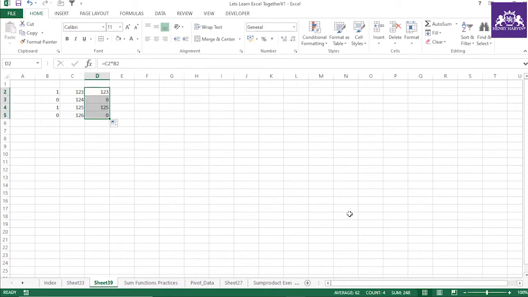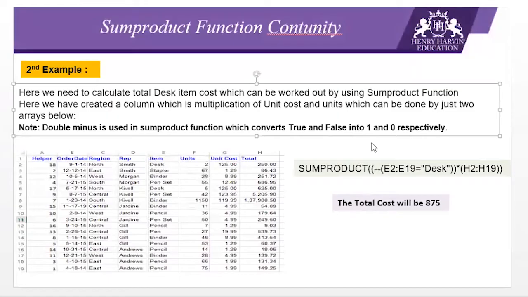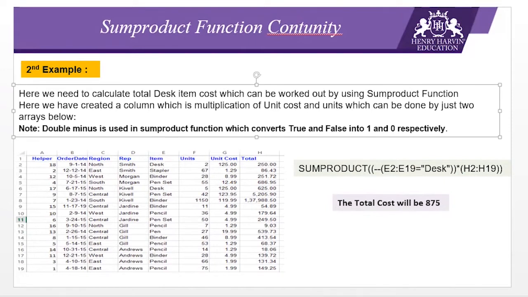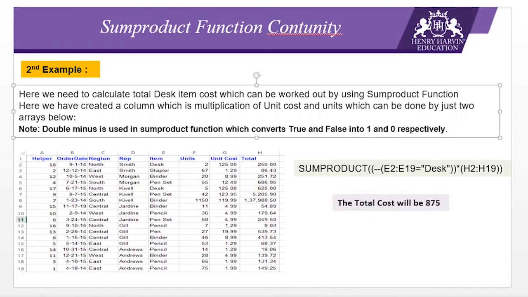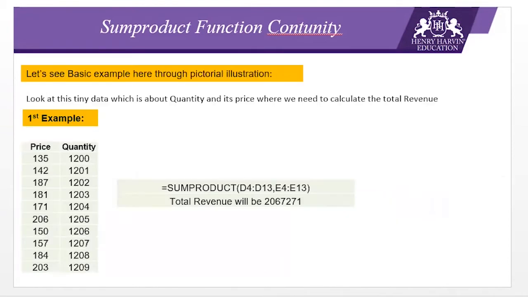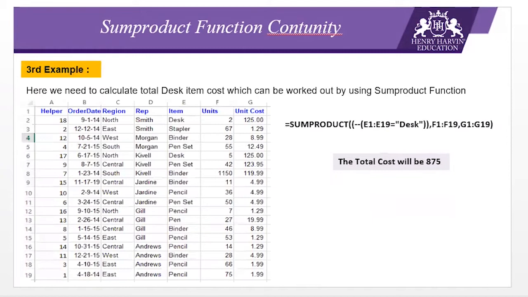This is the total. So that's what we are doing in our PPT. So you can see this scenario. Because of this multiplication, we are able to calculate the total cost of the desk, which is 875. Now let me go to the next slide. Now this is the one. Yes, now this is the third slide. You can see the third example.